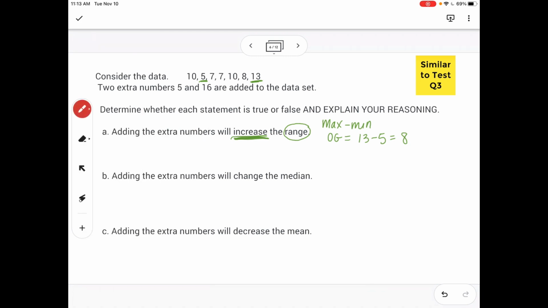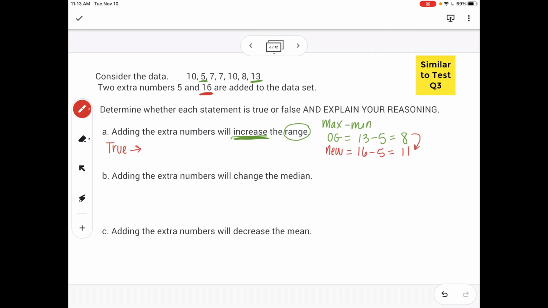And I'll do this one in a different color for my new set. So remember, in my new set, it's that same set, except the numbers 16 and 5 are added. So 16 is going to be the new biggest number. And then the smallest number, since those are both 5, is going to stay as 5. And of course, 16 minus 5 gives me 11. So now I can go ahead and answer the question based on that math. So adding the extra numbers will increase the range. So did adding the extra numbers increase? We went from 8 to 11. Yes, it did. So I'm going to say true.